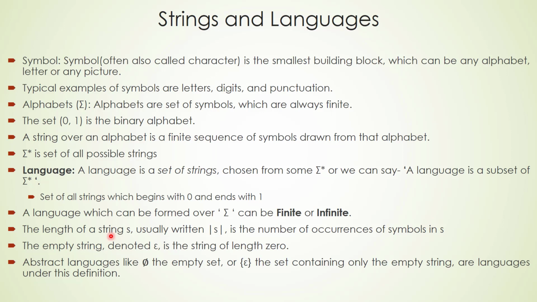The length of a string S, usually written as |S|, is the number of occurrences of symbols in S. Length of a string, we all know, is the number of symbols in a particular string. The empty string, denoted by epsilon, is a string of length 0. So this epsilon symbol you already studied in FLAT. Abstract languages like null, the empty set, or epsilon, the set containing only the empty string, are languages under this definition. So the null language means that language doesn't contain any string. That set is empty. And that epsilon symbol means a string of length 0.